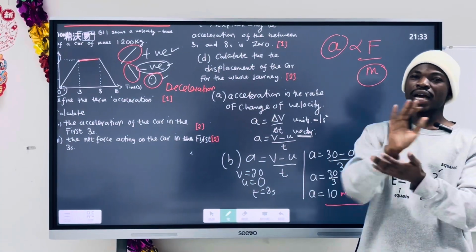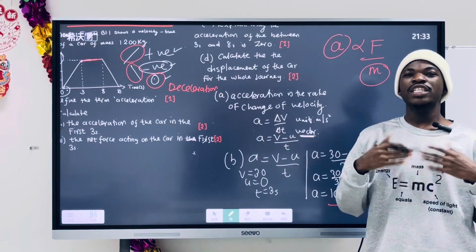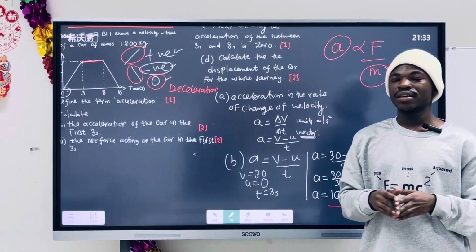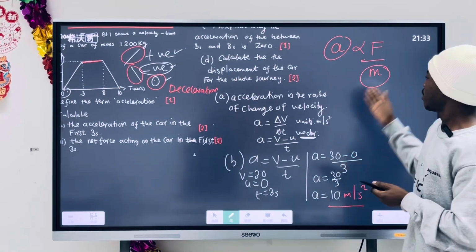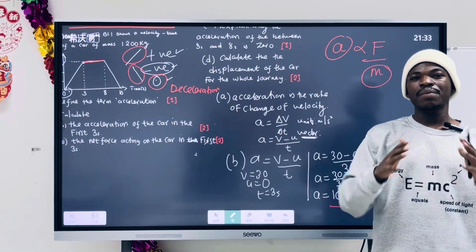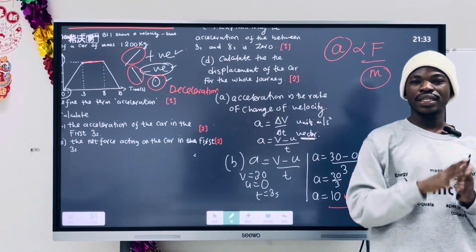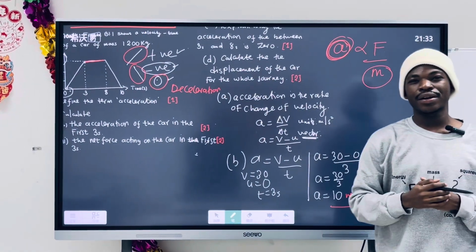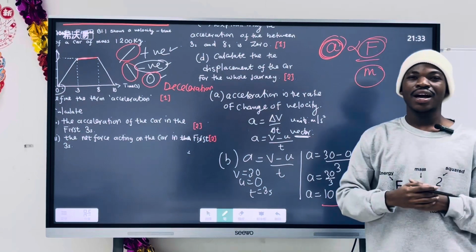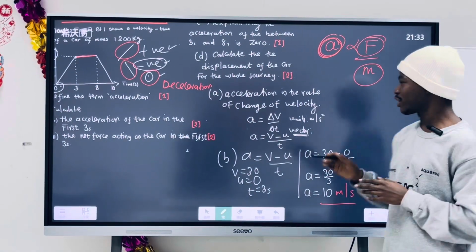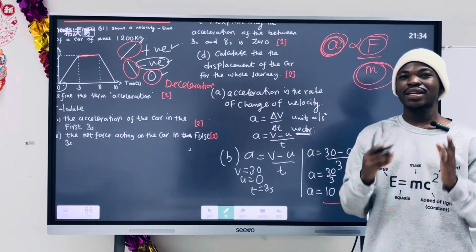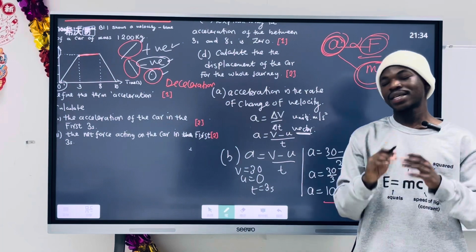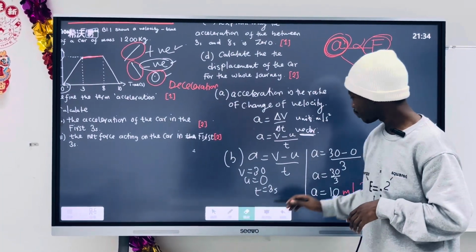This is logical. If I increase the force that is pushing a particular body, we expect that body to speed up. So we expect the body to increase its velocity. The body will be accelerated. If the mass is increased, if something is heavy, we expect something to move slowly. So you can see that if you want to have an increased acceleration, you should have an increased force. And if you want to reduce the acceleration, you should increase the mass. So acceleration is directly proportional to the force, but inversely proportional to the mass. This is Newton's second law of motion.